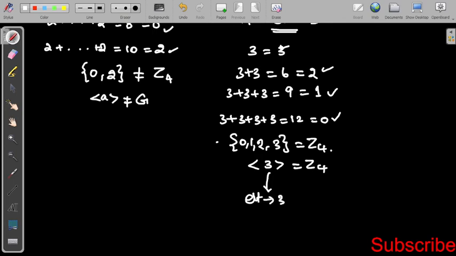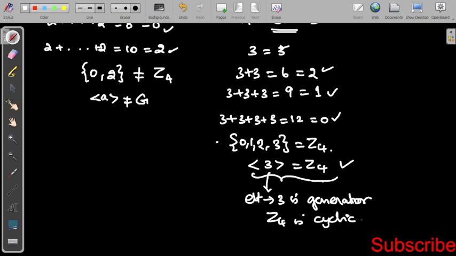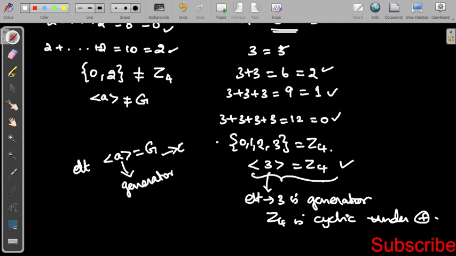So the element 3 is called a generator, and if this exists, then we can say this group Z4 is called a cyclic group under the operation plus circle. This is the way we have to write the cyclic group and the generator. So remember, if the element a generates G, this is called the generator. If this condition exists, the group is said to be cyclic.